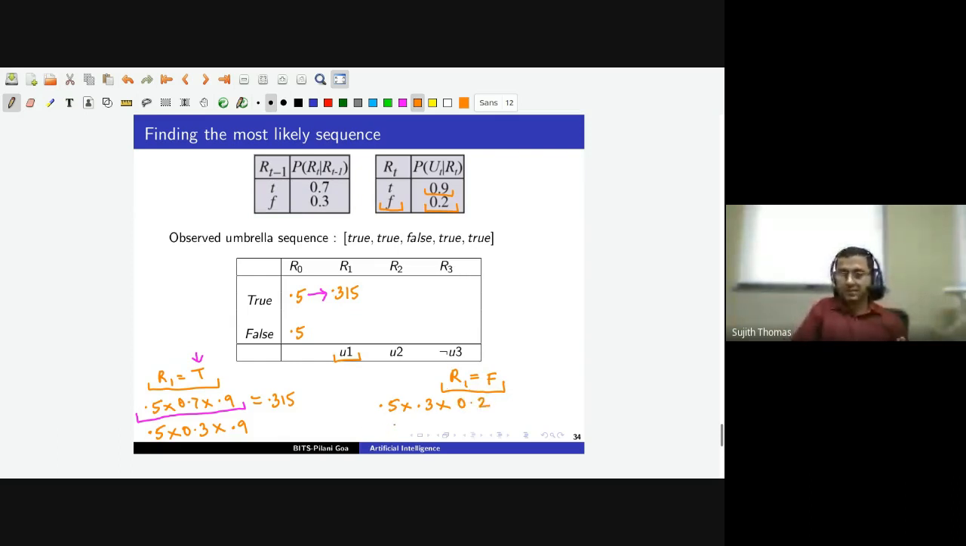Next, we will consider the other possibility where R0 is equal to false. Prior probability is again 0.5. Now we are moving from R0 equal to false to R1 equal to false. We are moving from false to false. So the probability will be 1 minus 0.3. So 0.7. Now R1 is false. So the probability of seeing the observed variable will be 0.2 because R1 we are assuming is false. So the probability of observing that the umbrella was brought will be 0.2.